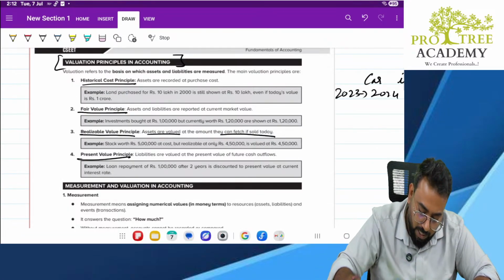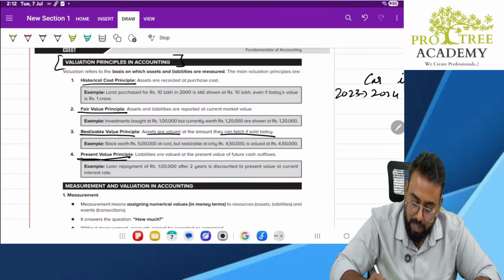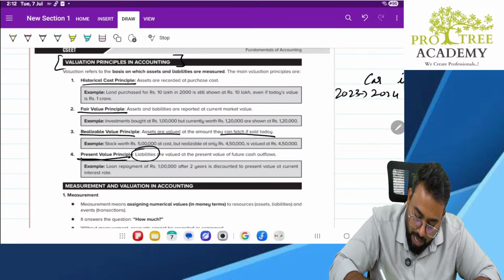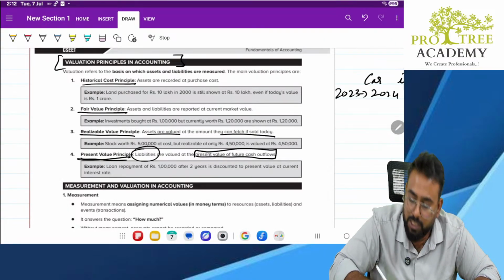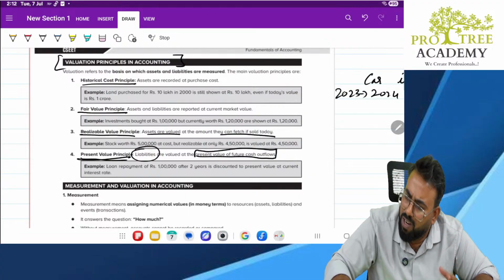Clear? So present value of principal is nothing but your liabilities are valued at a present value of future cash flows. Liability or assets, anything.